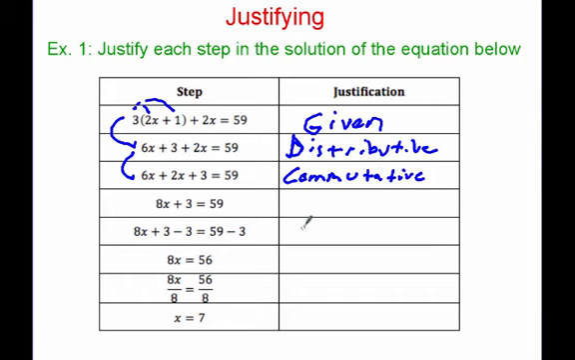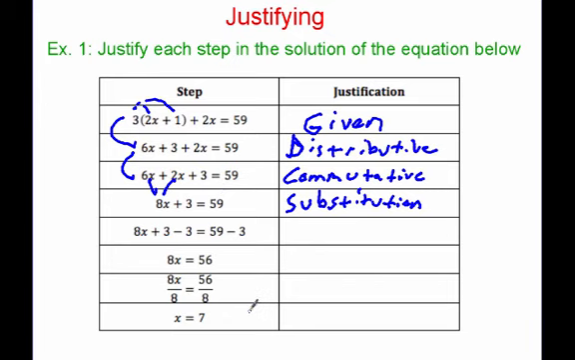All right, moving on. 6x plus 2x plus 3, and then here I have 8x plus 3. All I did is I combined my like terms to get 8x, and anytime we combine our like terms, we use substitution as our property.